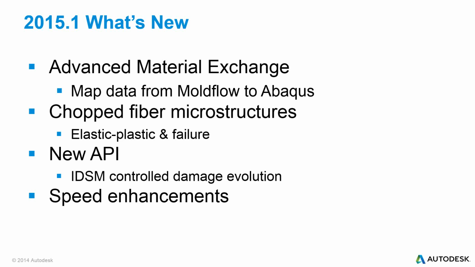For continuous fiber composites, we added a new API so users can specify their own damage initiation and evolution routines. And we also added some speed enhancements. Between the 2014 and 2015 versions of this product, we noticed a significant speed hit or efficiency hit, and we're all about our efficiency over here, so we decided to update our code to get rid of those problems, so now we have some speed enhancements.